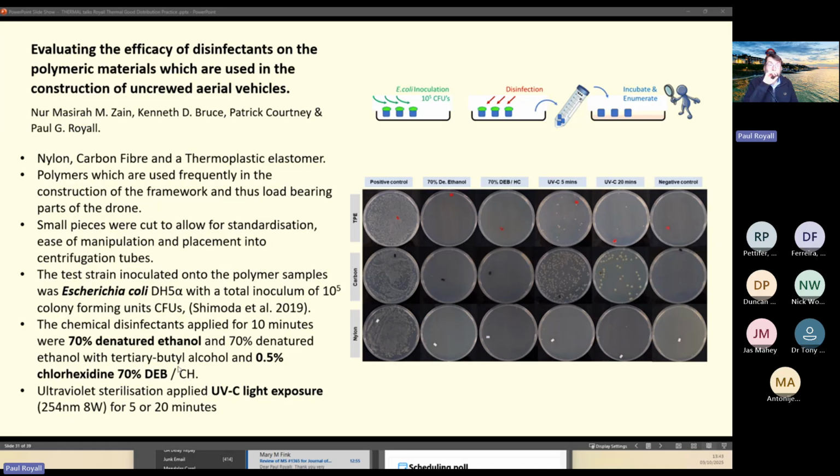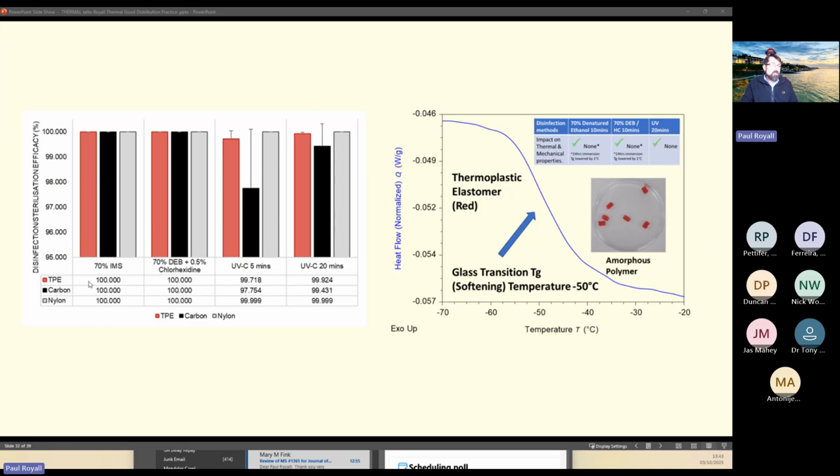Well, we can disinfect our drone. We can put it into an autoclave for 121 degrees for 15 minutes under 100% saturated steam. Problem is the drone will never fly after that because all the circuitry will be destroyed. So we'll have to surface disinfect it. And a good way of doing that is using UV, or we can use industrial methylated spirits, essentially alcohol, or we can use industrial methylated spirits with chlorhexidine in.